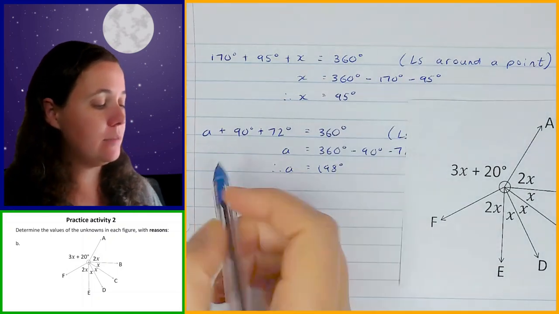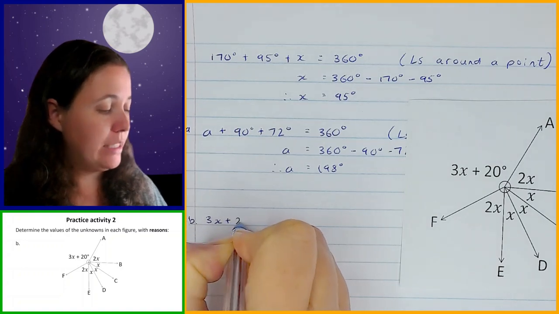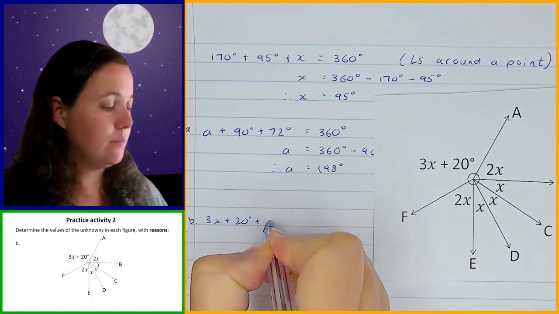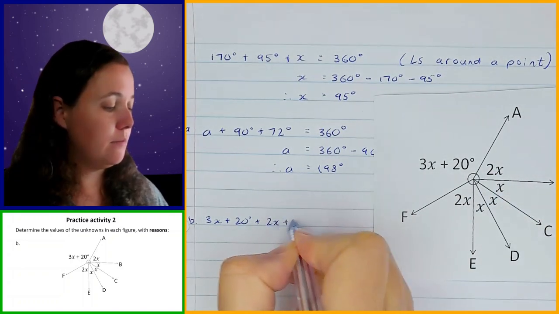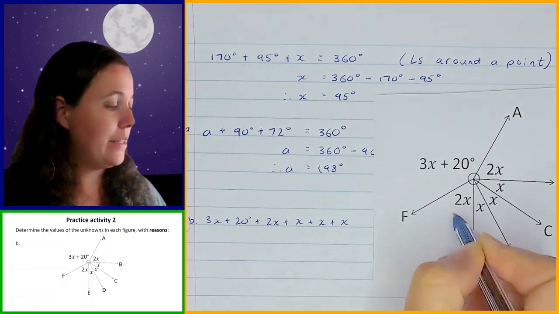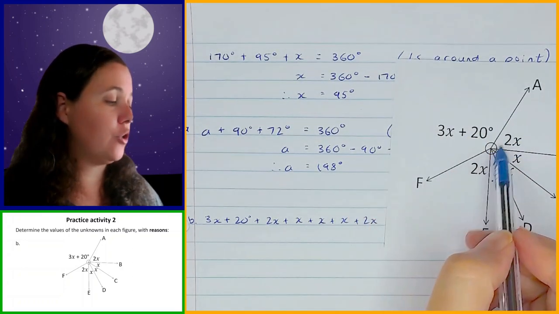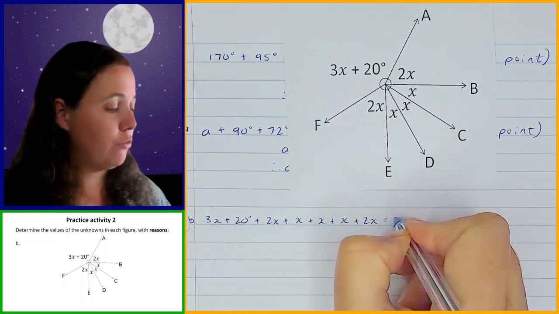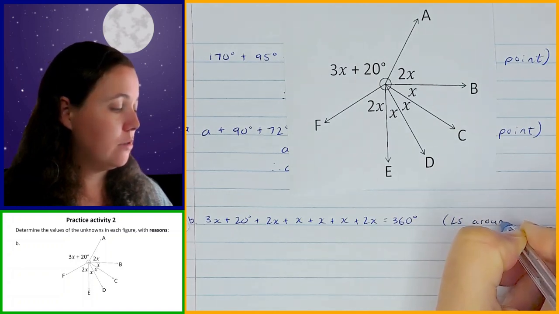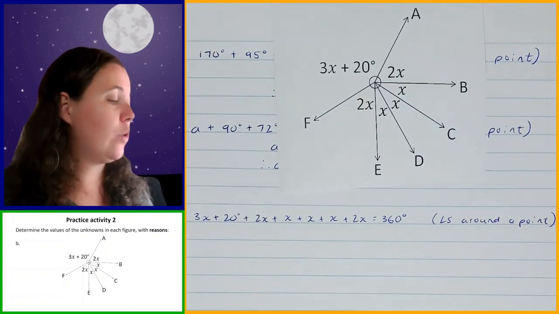So I'm going to have 3x plus 20 degrees, that's this angle over here, plus 2x plus x plus x plus x and then plus 2x. So those are all of the angles around the point O. Now I'm going to make that all equal to 360 degrees because they are angles around a point. Okay, and now I've got an equation that I can solve.